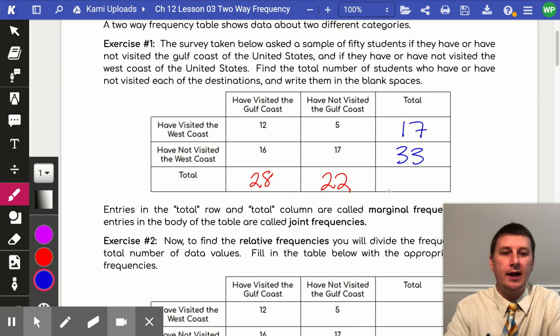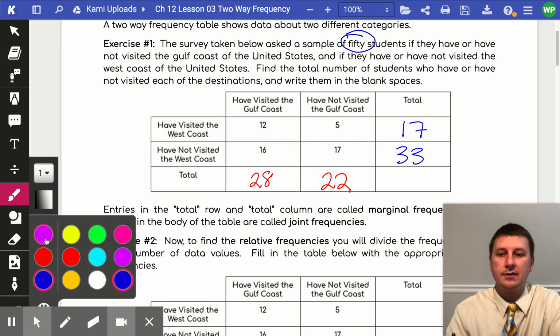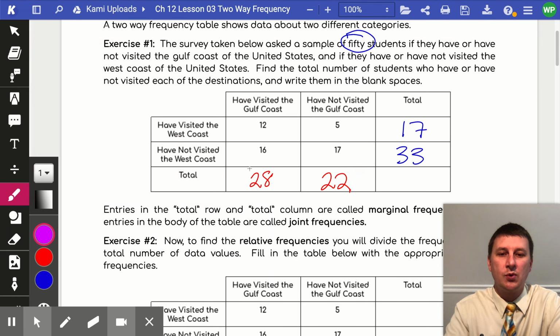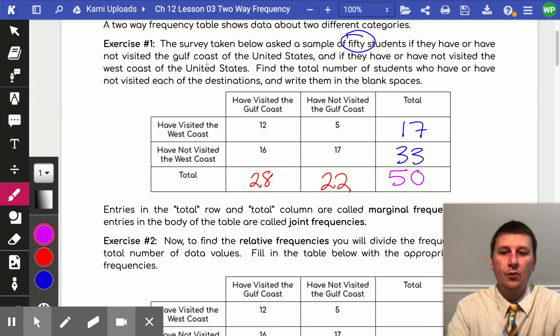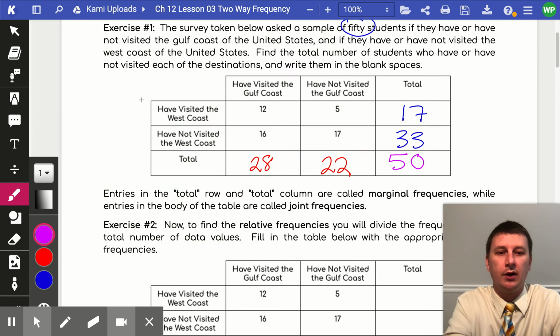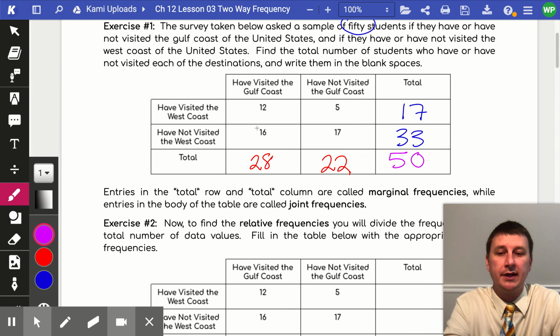Now, the grand total of students surveyed, it says, was 50 students. And we know if we're correct because if we add up 28 plus 22, we get 50. And also if we add up 17 plus 33, we also get 50. So we have different names for these rows and columns too.